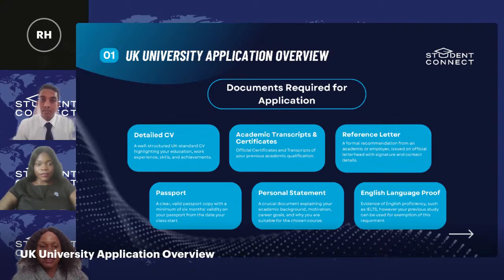Your reference must be on an official letterhead. Moving on to passport. A clear, valid copy is required, with a minimum of 6 months validity on your passport from the date your class starts, meaning that your passport has to be valid 6 months after your course start date. Kindly go through your passport again to ensure that your passport is valid. If not, you can start the process of renewing your passport now.